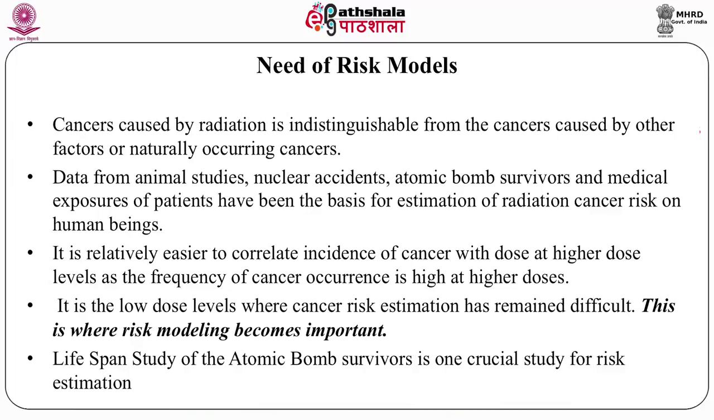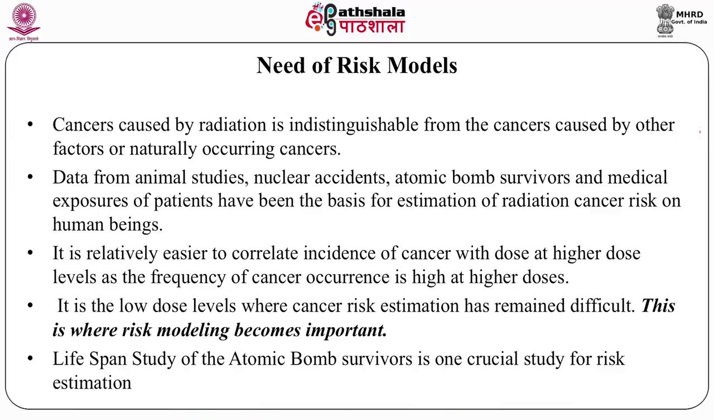If the dose received by a population or a number of people is high, the frequency of occurrence of cancer is high in them, and when I say high, I mean higher than naturally occurring cancer. And that is why it's easier to score and correlate dose with frequency of cancer incidence. The problem is, it is at the low dose levels where cancer risk estimation has remained difficult. This is where risk modeling becomes important.